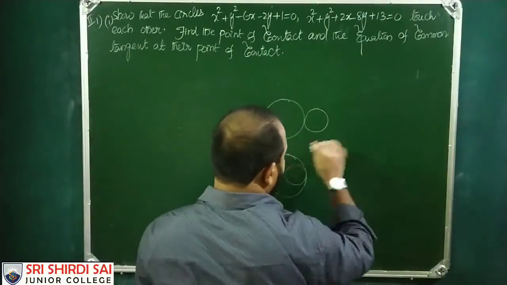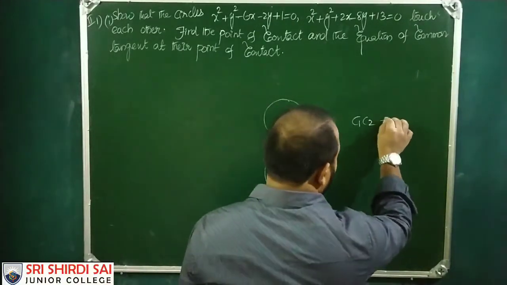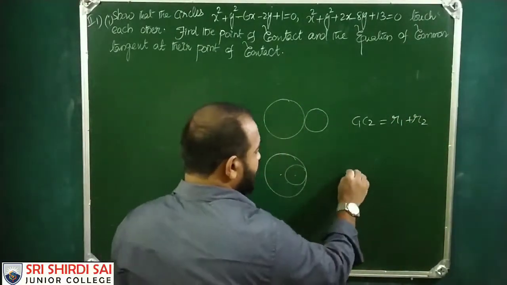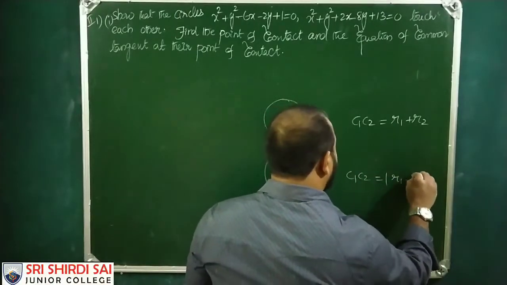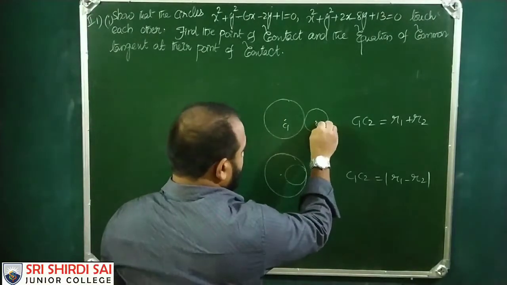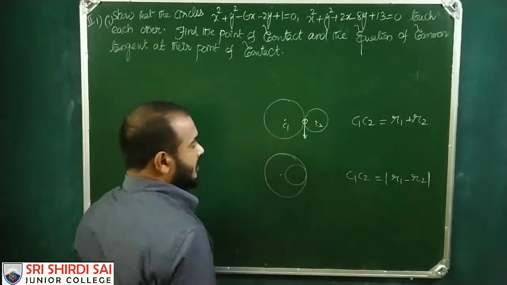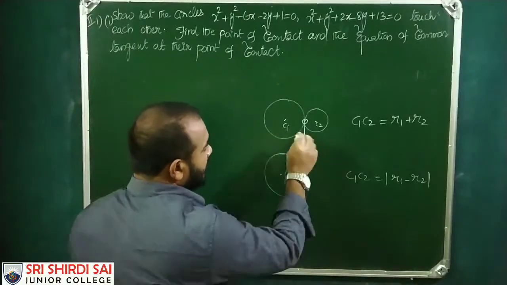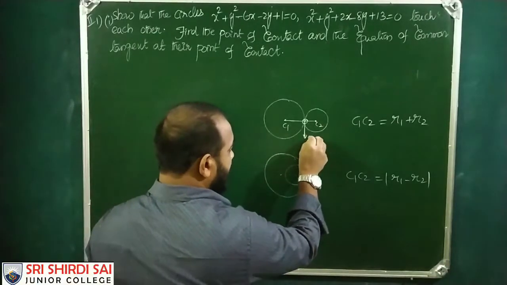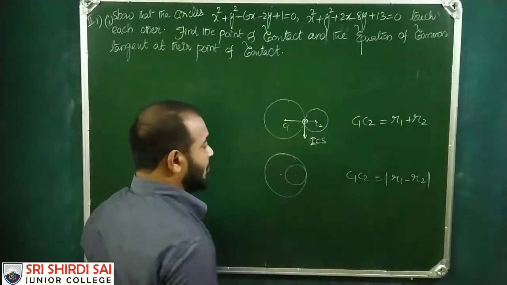If this is the relative position of the two circles, then C1C2 is equal to R1 plus R2. If the two circles touch each other like this, then C1C2 is equal to modulus of R1 minus R2. So if two circles touch each other externally, this is the point of contact, and this point of contact lies on the line joining the two centers. So here this is the internal center of similitude.